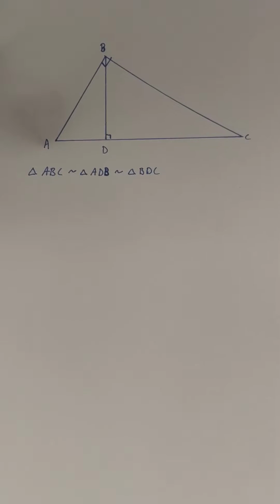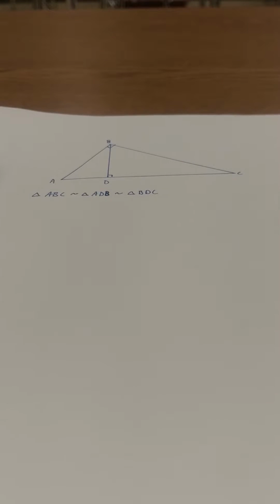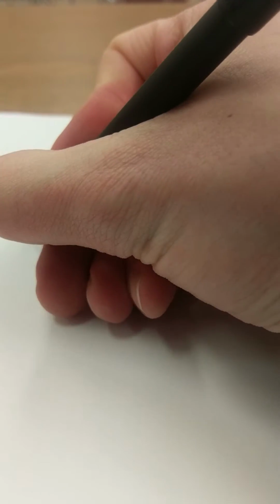So because they're all similar, the sides are all proportional, and we can look at the ratios of corresponding sides and see that they're all equal. And in this instance, I want to look at the ratio of the shorter of the two legs to the hypotenuse of the triangle in each of these three triangles. So we're going to look at the ratio of the shorter leg to the hypotenuse in each case.